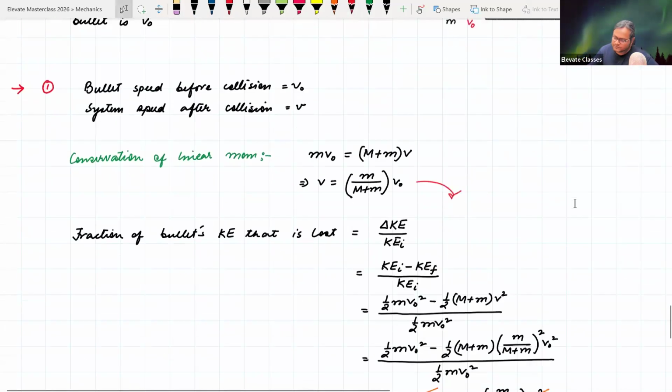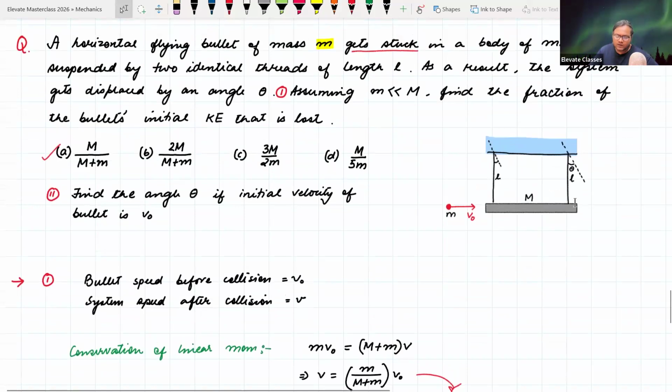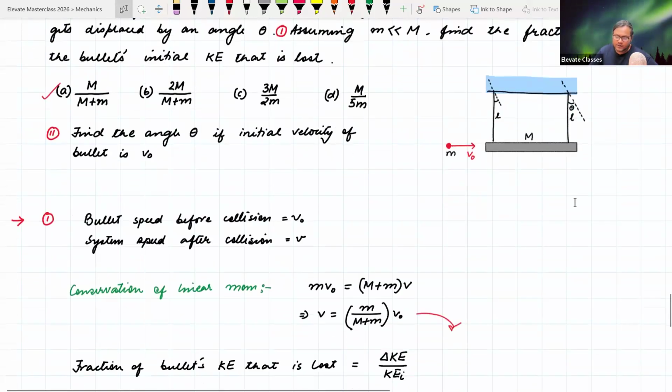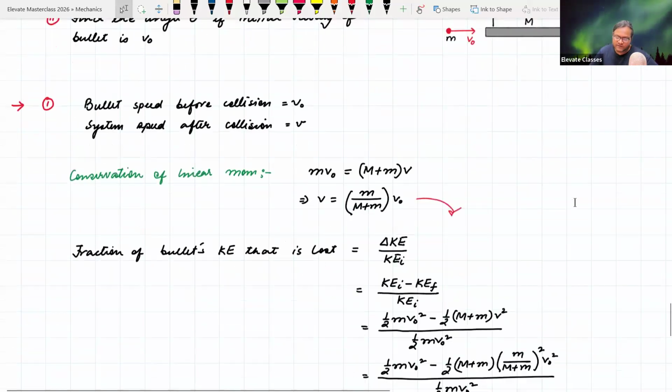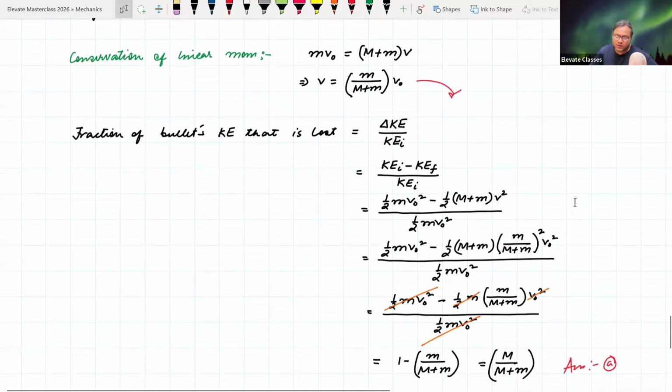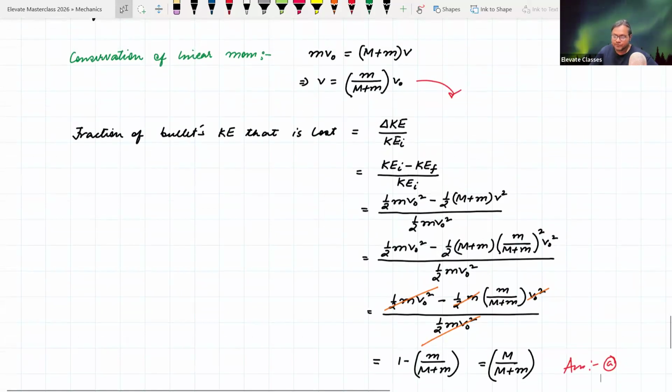Option number A is the correct answer. So it was not very difficult. It looks difficult initially, but once you make the diagram and you apply the concept, here the concept is of course conservation of linear momentum, and the rest is just the definition of what a fraction of kinetic energy lost is. When you substitute everything, you get the answer.